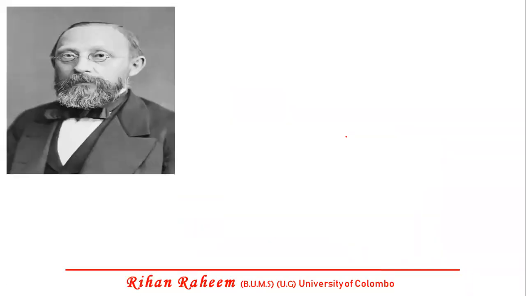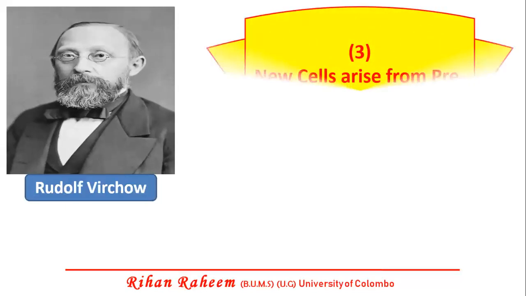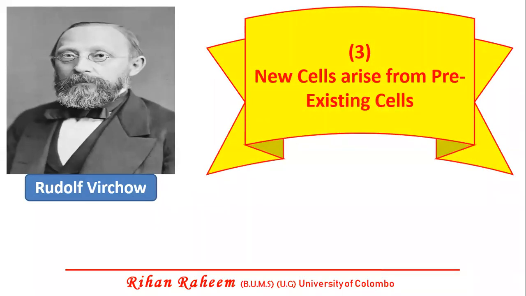Then the third one was told by Rudolf Virchow. Remember the name. He said that all cells arise from pre-existing cells. Pre-existing means there is already a cell, and from that cell only a new cell came. Normally, I don't know whether you all studied in school, we call that cell division.